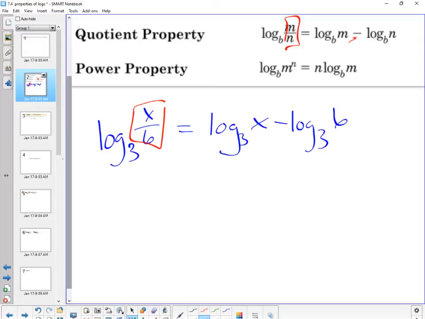Hey, give me a thumbs up if you understand this rule. This one makes sense to you. Cool. I also want to point this out. If they give you a difference like this and they have the same bases, you could also go the other way. If you have a difference of two logs with the same base, you can put them together into one logarithm.